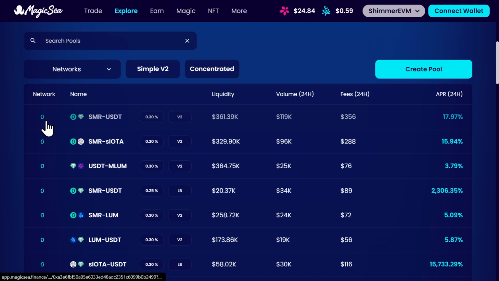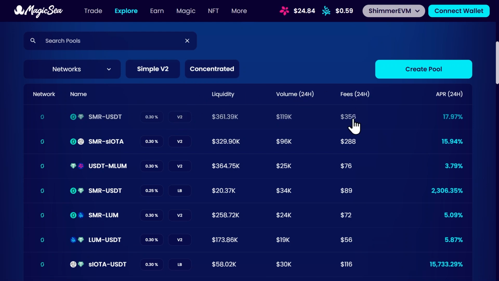First up, you have the network. This indicates on which chain the pool is located. These are on the Shimmer network, for example. Second, you have the name, which shows the two symbols and tickers of the tokens, the trading fees, and the type of the pool. In this video, we'll only take a look at V2 pools, but there are also concentrated liquidity pools, which will be covered in another video.